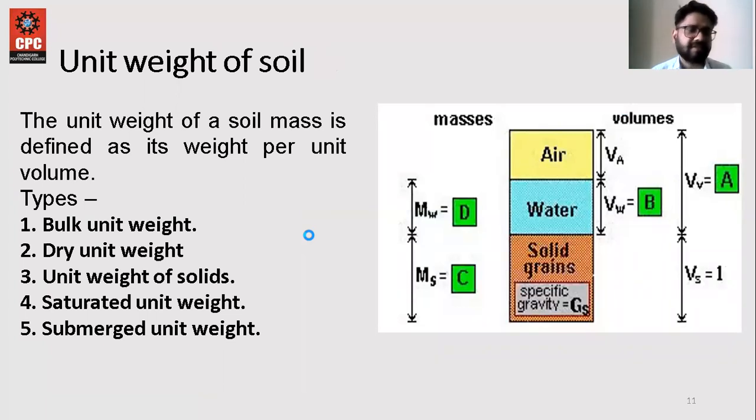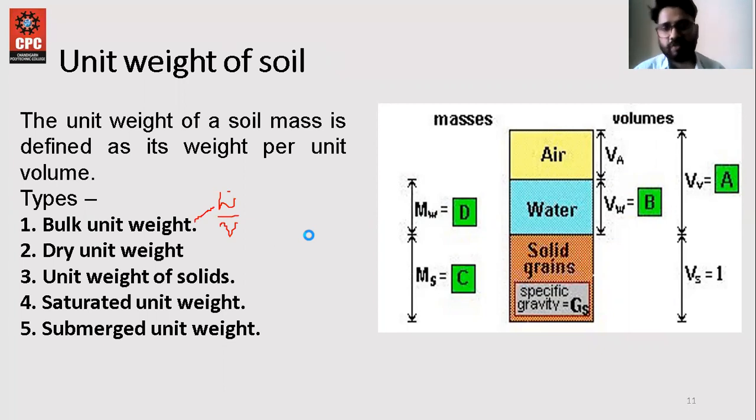So the next physical property of the soil is unit weight of soil. The unit weight of soil is defined as the weight of the soil per unit volume, and it may be classified into these 5 types. The first type is the bulk unit weight. The bulk unit weight of a moist soil can be defined as the total weight of the soil mass per unit of its total volume. So let's say if the total weight of the soil is W and the total volume is V, the bulk unit weight will be W upon V.